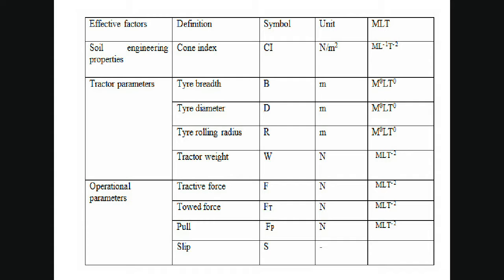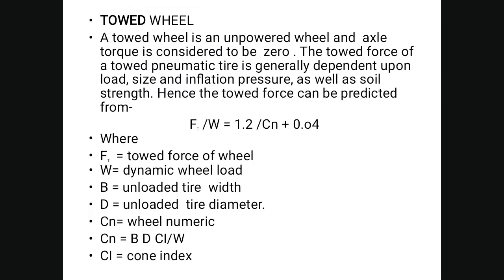The soil engineering property is the cone index, which is used to measure the soil strength and is denoted by CI. The tractor parameters are tire breadth, tire diameter, tire rolling radius, and tractor weight. Operational parameters are the tractive force, towed force, pull, and slip. Now a towed wheel is an unpowered wheel, and axle torque is considered to be zero. The towed force of a towed pneumatic tire is generally dependent upon the load, size, inflation pressure, as well as the soil strength. Hence the towed force can be predicted.